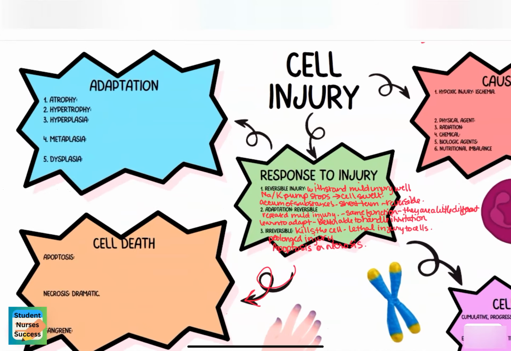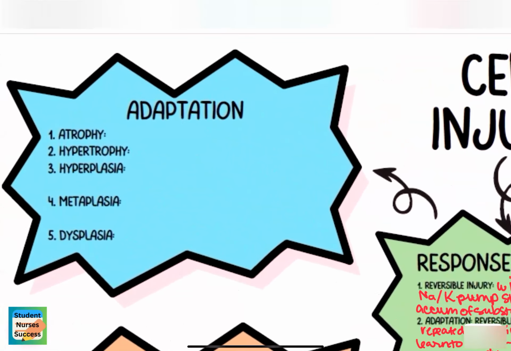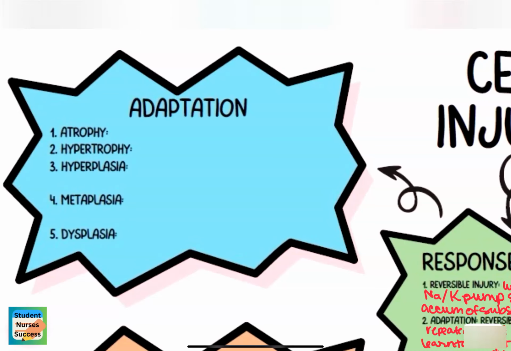So in step two of the response to injury, I talked a little bit about adaptation. And so here are some different ways that cells can actually adapt. There's five different: atrophy, hypertrophy, hyperplasia, metaplasia, and dysplasia.